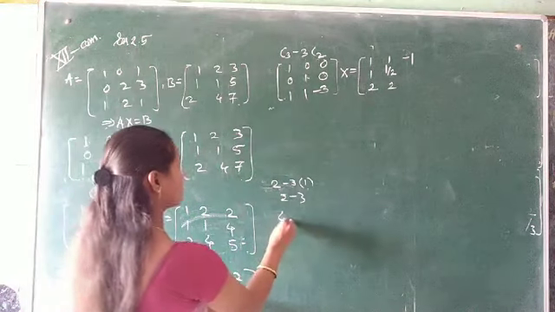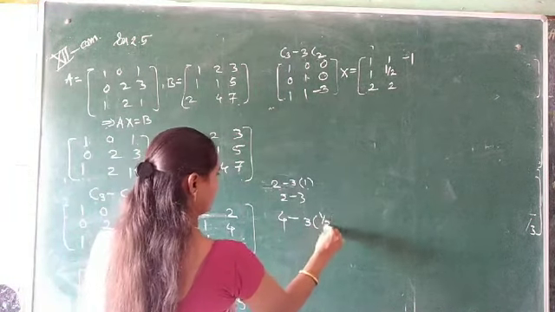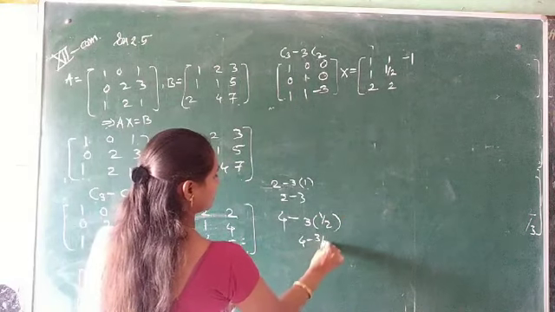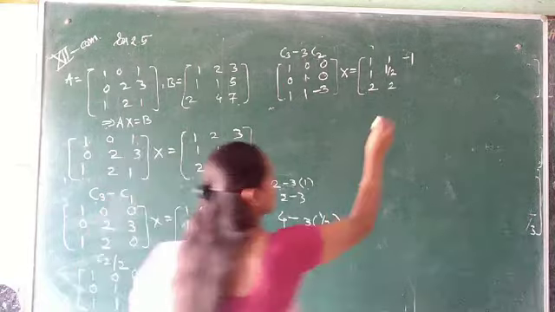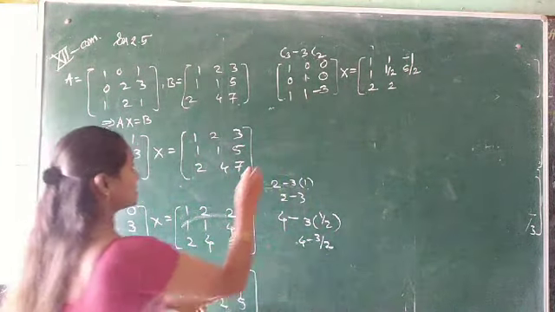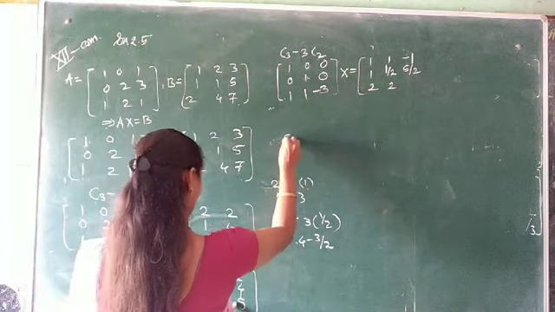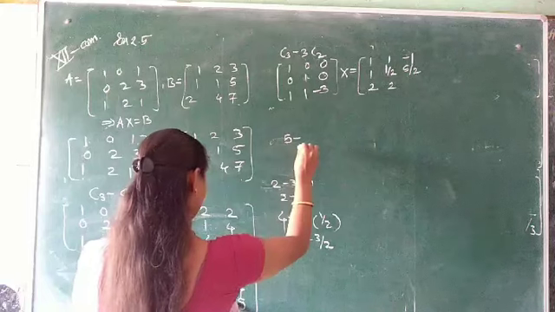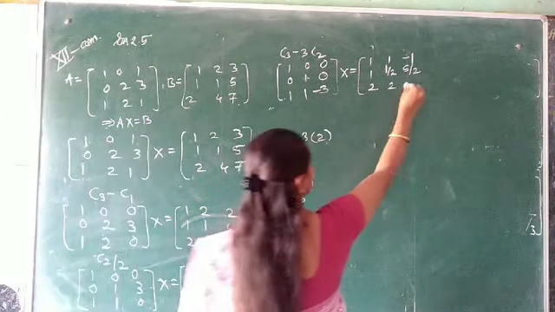Next 4 minus 3 into half, that is 4 minus 3 by 2. So 8, 4 into 2 is 8. 8 minus 3 is 5. 5 upon 2. And the last one is 5 minus 3 into 2. So 5 minus 6 is minus 1.